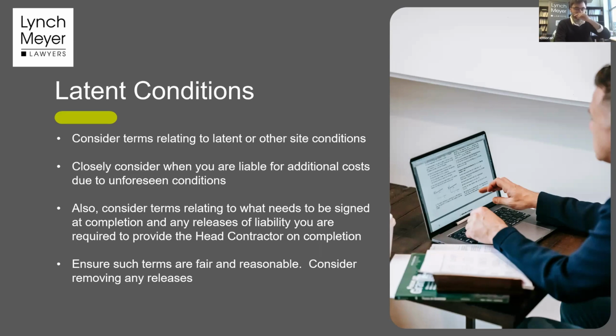But have a look at those clauses if there's something that you think could apply to you, to make sure that, whilst it may be uncommon for there to be a latent condition, when they do, they bite severely. So make sure that you're comfortable where that risk lies.